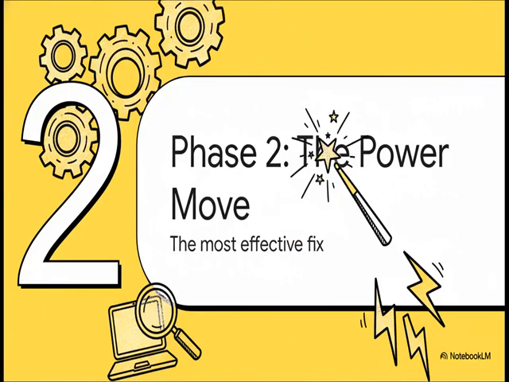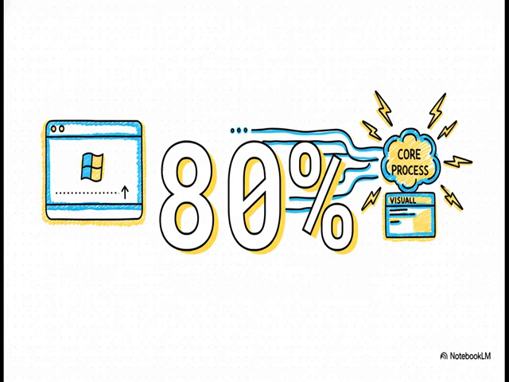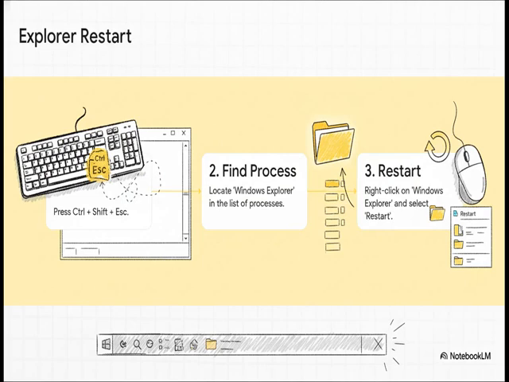Okay, so if those quick checks didn't work, don't sweat it. It's time to bring out the big guns. This next trick is the number one go-to solution for a very good reason. And here's what's wild. For something like 80% of people with this problem, this next move fixes it instantly. So why does it work so well? Well, it's because it directly resets the core process that literally controls the entire visual part of Windows. Let's do this one together.